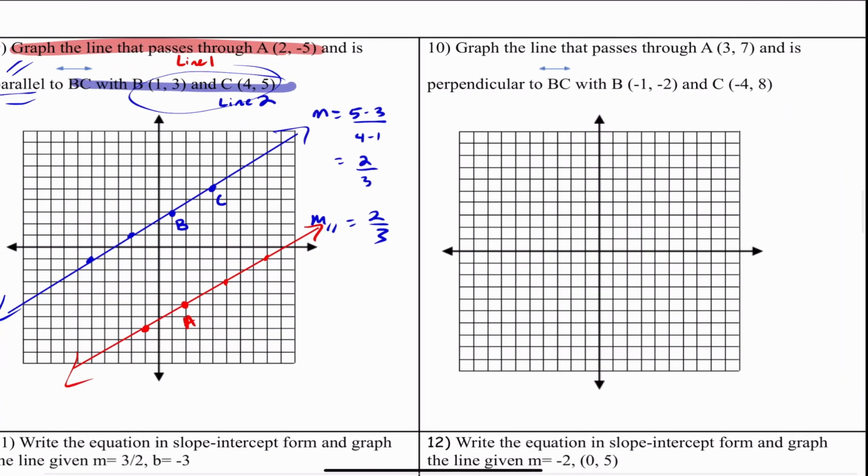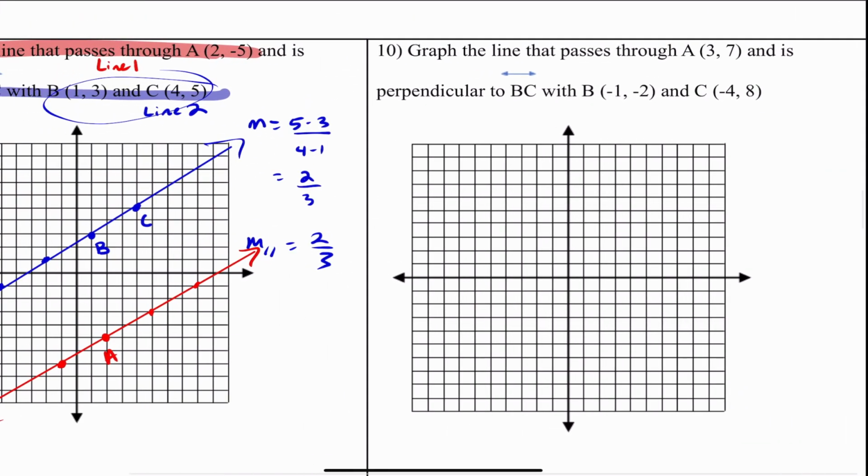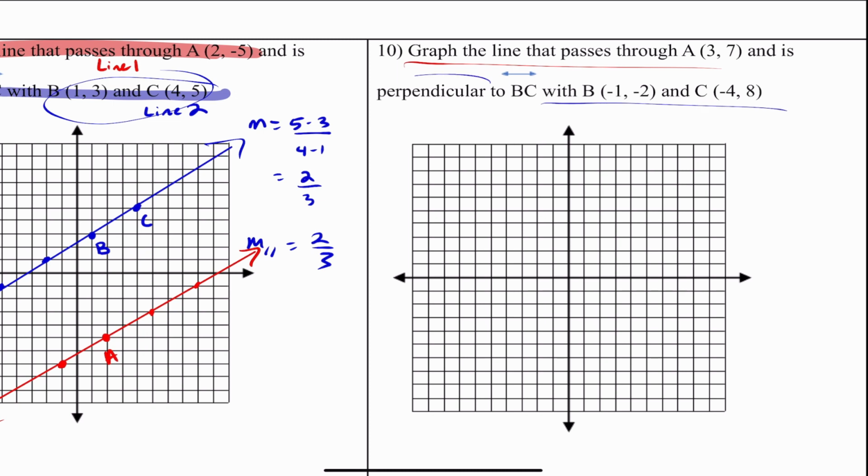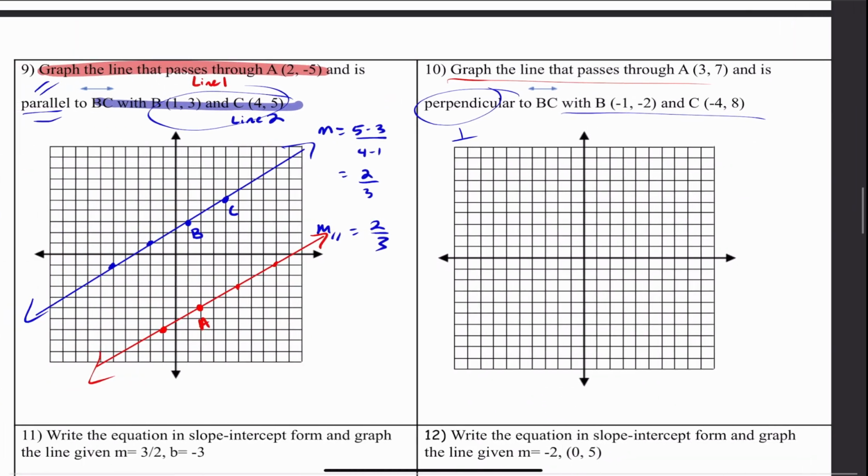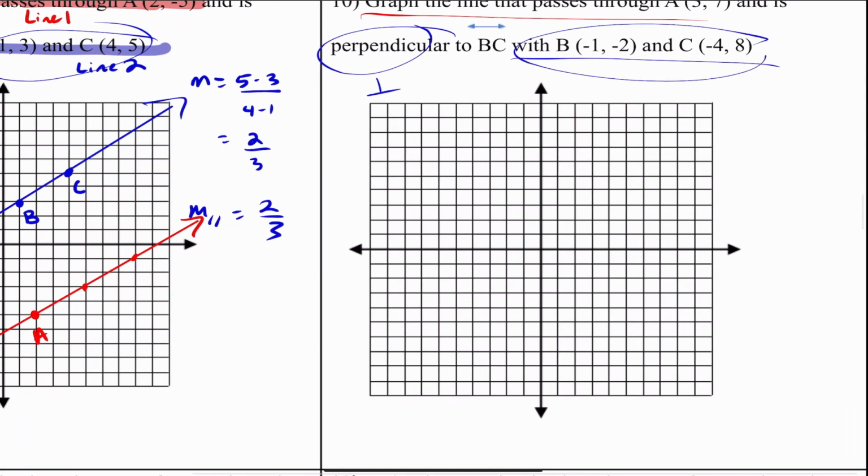Number 10, graph the line that passes through the point 3 comma 7 and is perpendicular to line BC, with B being negative 1 comma negative 2 and C being negative 4 comma 8. Again, this is line 1. This is line 2. Our key word here is perpendicular, meaning opposite sign, flip the fraction. So negative 1 comma negative 2. Let's plot these points and establish line BC.